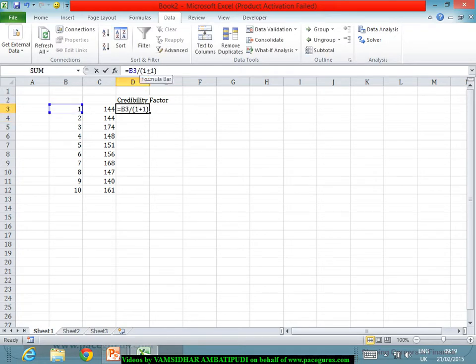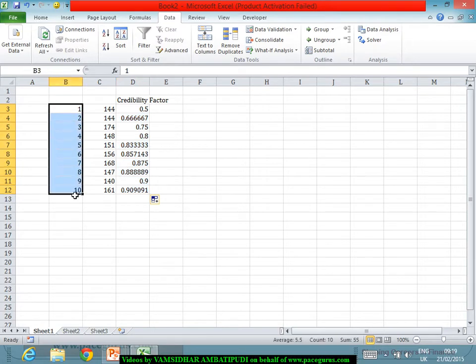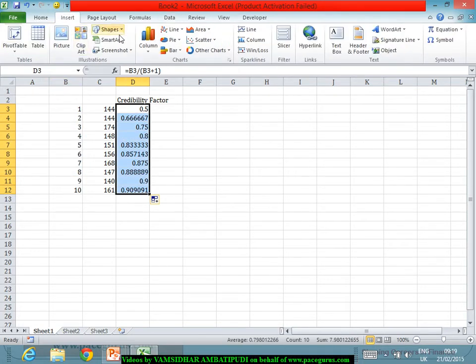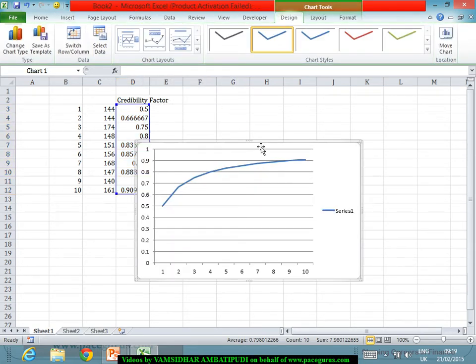Right, n divided by n plus beta. N is this one plus beta. So the credibility factors are coming like this. Now what I can very well do, if I am trying to plot between this and this, let me look at a simple graph which plots the credibility factor.